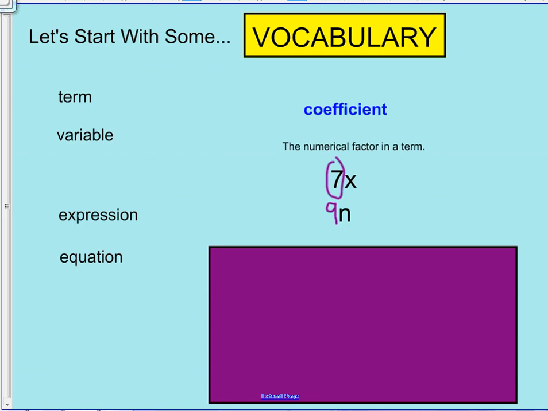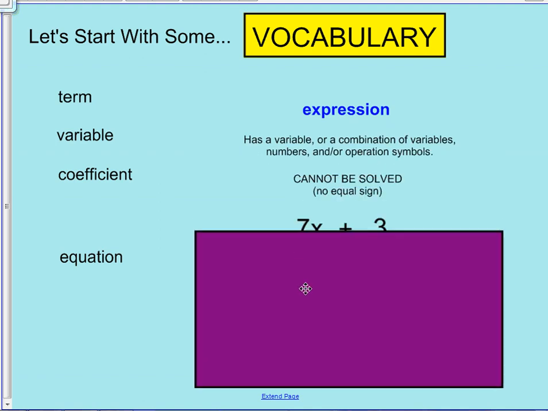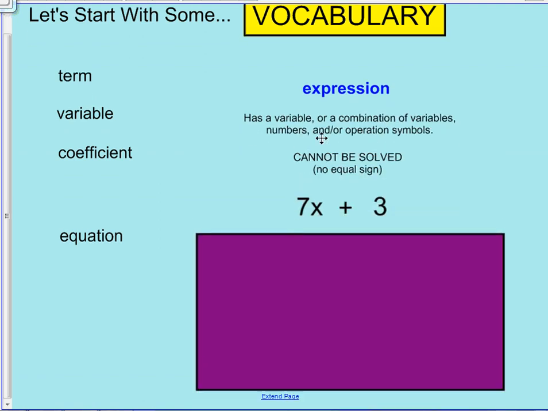Okay. The next vocabulary word we have is an expression. And an expression has a variable or a combination of variables, numbers, and or operation symbols. It cannot be solved. I know this is a review, we've already talked about this. But for example, 7x plus 3 is an example of an expression because it does not have that equal sign.